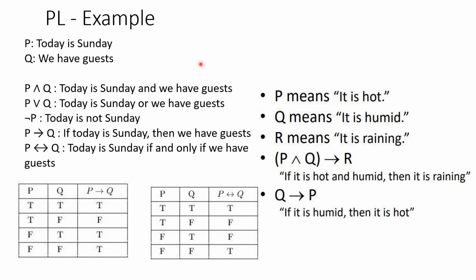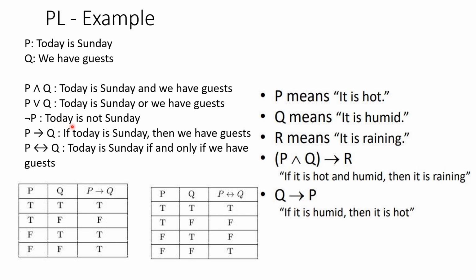And here first we can see P and Q. P and Q means today is Sunday and we have a guest. So here the statement is true only when both P and Q are true. We have already seen the truth table. So today must be Sunday and a guest must be present. So next is P or Q. That is, today is Sunday or we have a guest. So this is true if at least one of them is true. So that means in logic, or includes the case where both are true.